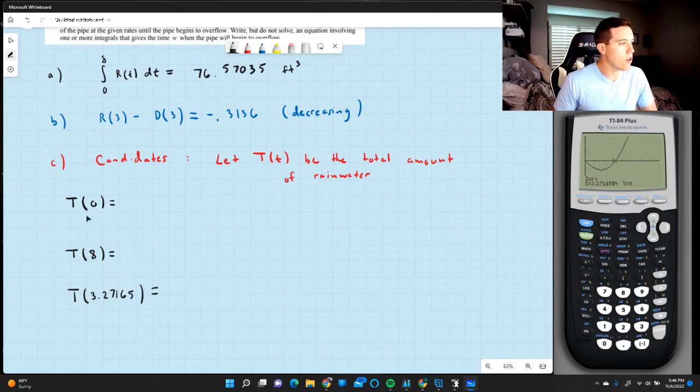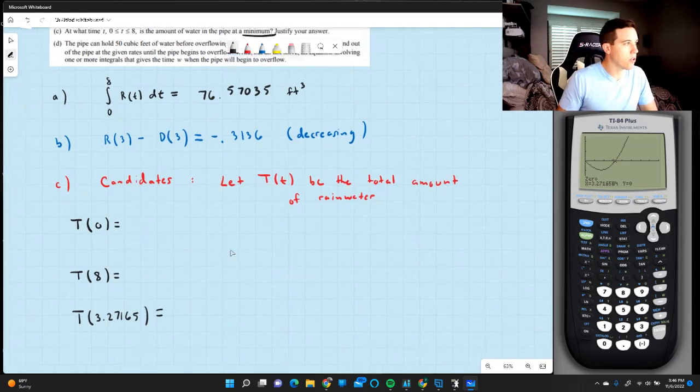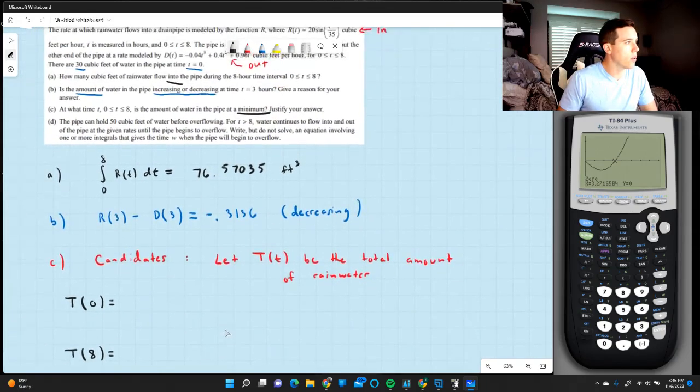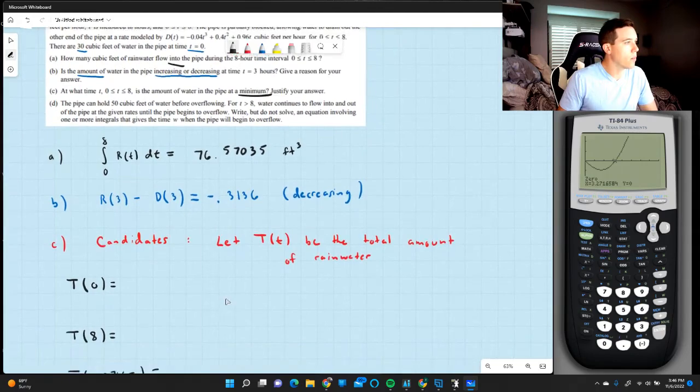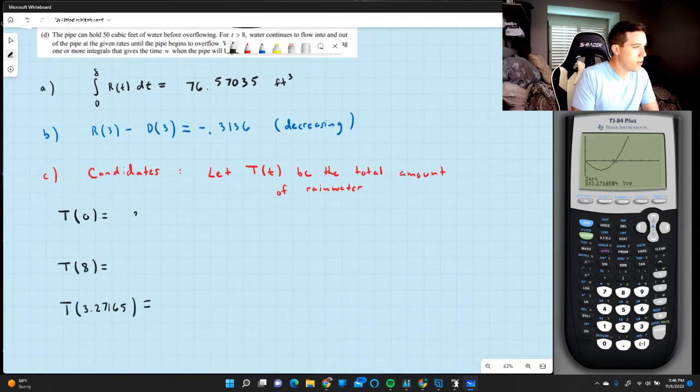So we have identified the 3 candidates. We need to find the accumulation value for each one. So to do T of 0, that one's nice. It's the initial condition. It said there are 30 cubic feet of water in the pipe. So I already have that answer. To get T of 8, this is where you do the initial condition plus accumulation. So you do T of 0, that's the initial condition, plus the accumulated rate in, so 0 to 8, R of t dt, minus the accumulated rate out, which is the other function, D of t.